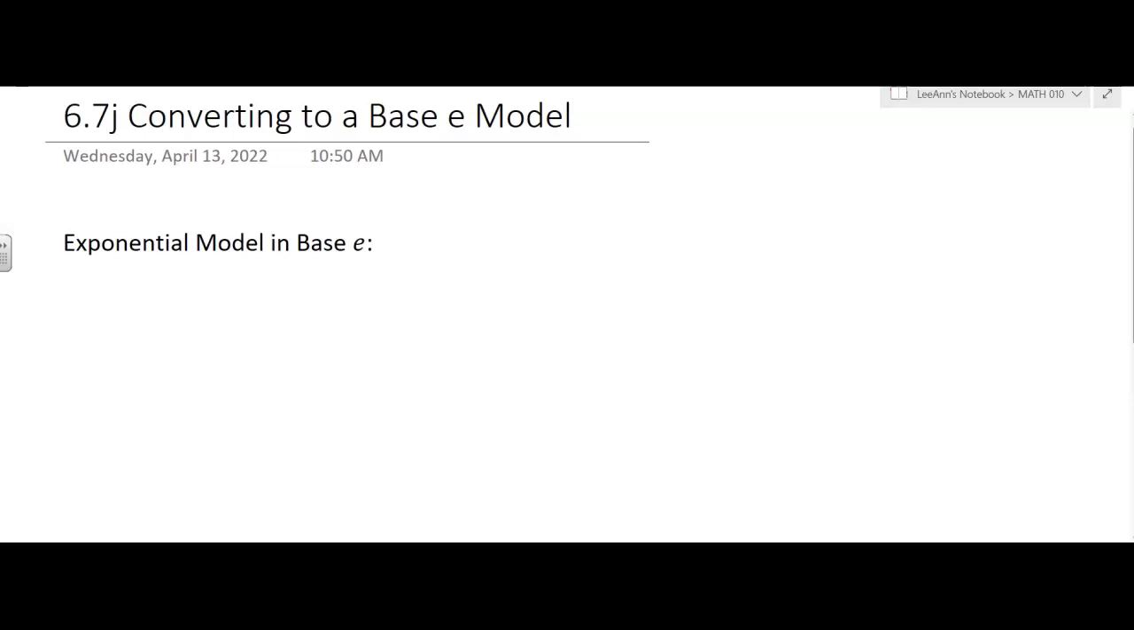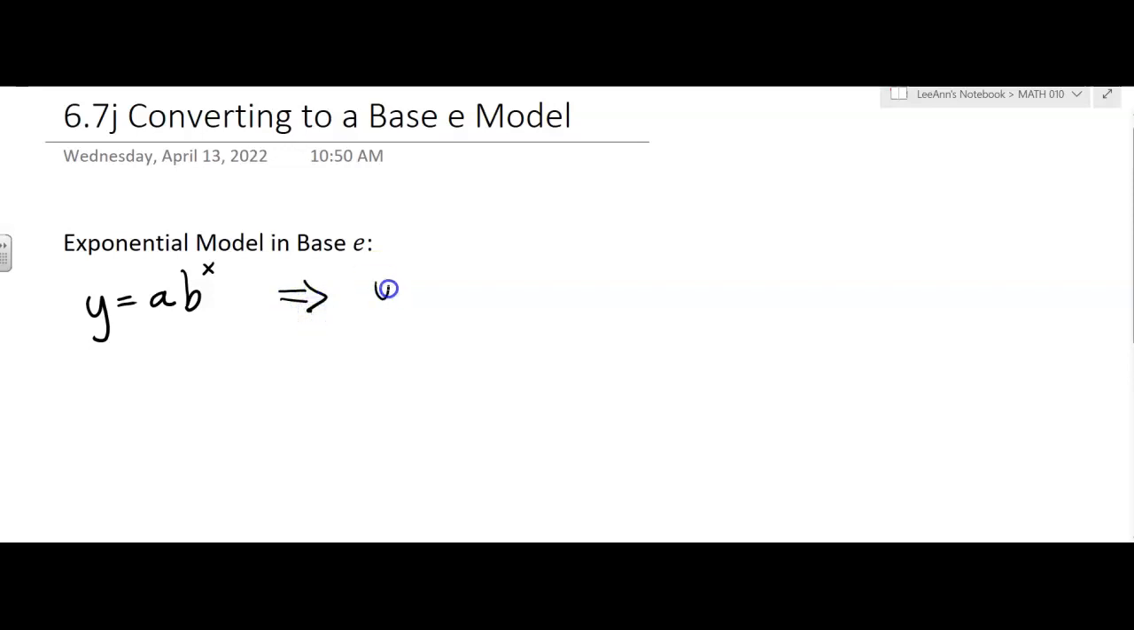So we might have an exponential model that looks like this: y equals a times b to the x, where the base is just some base that we have. In science, a lot of times we prefer to have that base be e. So how can we convert it? We actually did this in another video, but let's just show you.